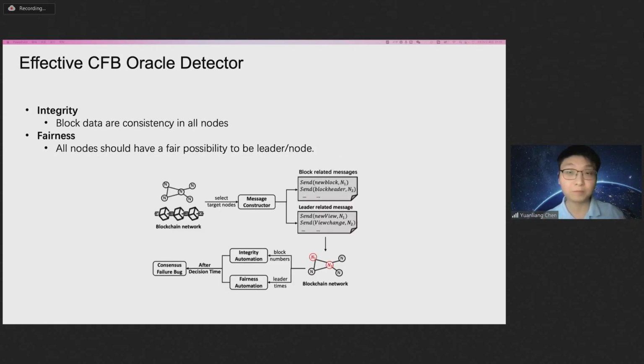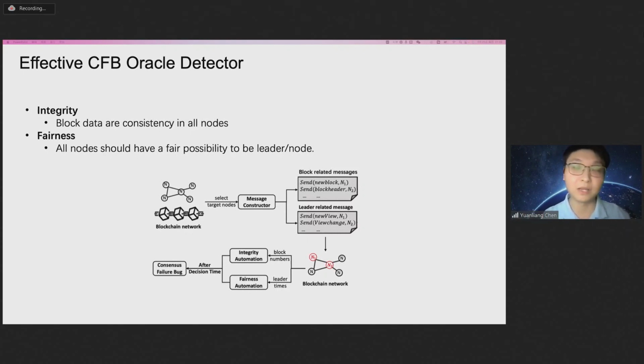To detect them, TIA first randomly selects some nodes as the target nodes in the network. Then TIA constructs and sends a set of messages to target nodes. Those messages include block-related messages and leader election-related messages. In the meanwhile, TIA constantly monitors their block data and leader data and calculates their data difference in real time.